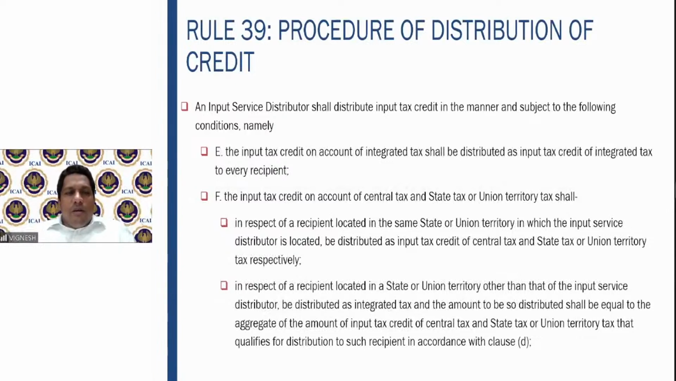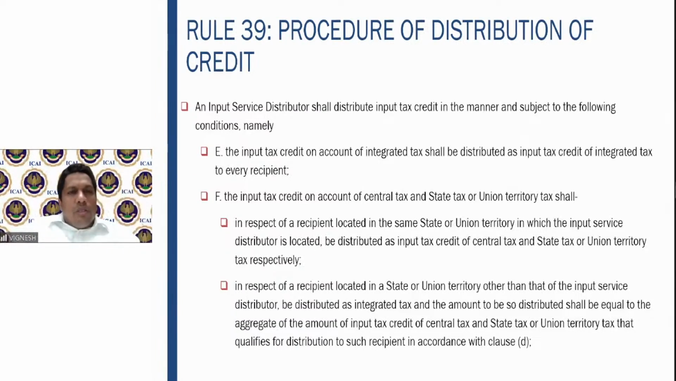Then going forward, the input tax credit with regard to IGST will be distributed as input tax credit of integrated tax only. It is very, very clear. Please make a note of this, everyone. Very, very important for us to understand. If there is any input tax credit on account of integrated tax, that is the IGST, when you are distributing that, you have to distribute that as IGST only.